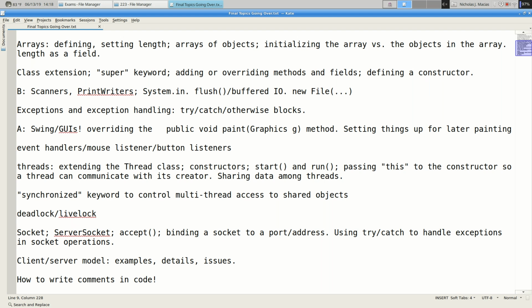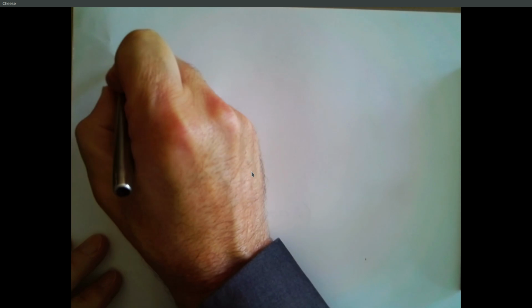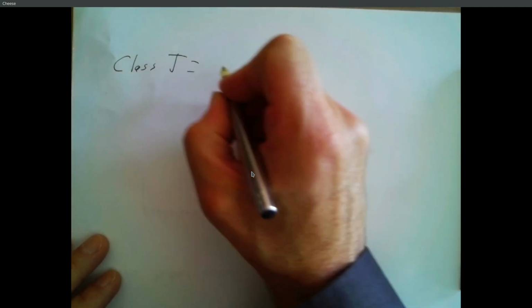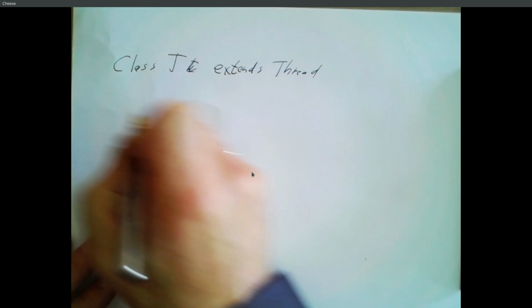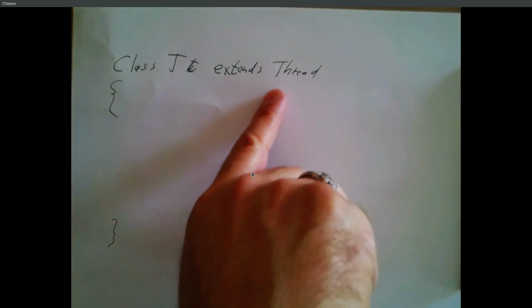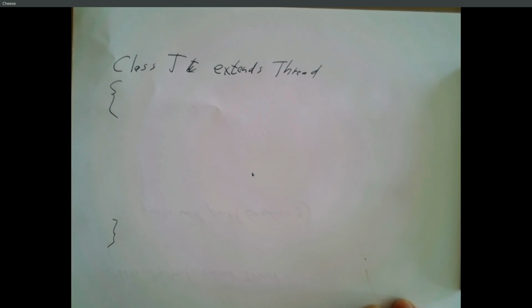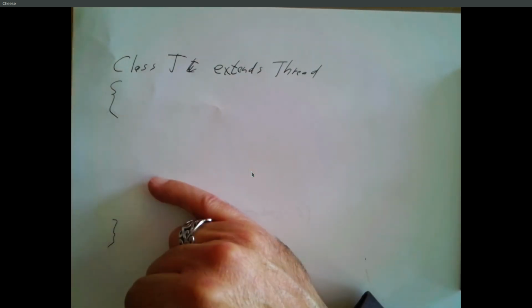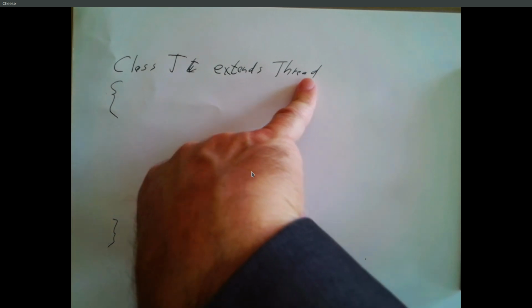All right, we talked about threads, and the main way that we did threading was to extend the thread class. So another example of class extension. So class T extends thread, and then all your code for the class. So I can put whatever I want in this class T, but it also inherits a bunch of things from thread. And one thing it inherits is a method called start. And if I don't write my own version of start, which I don't want to do, if I call start in a T object, it's going to run thread's start method.